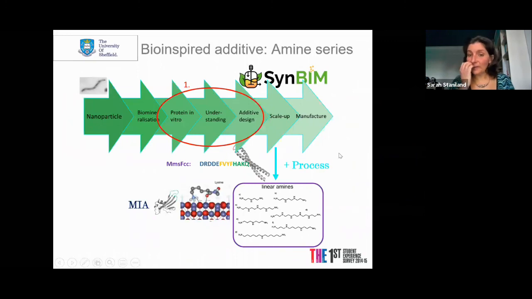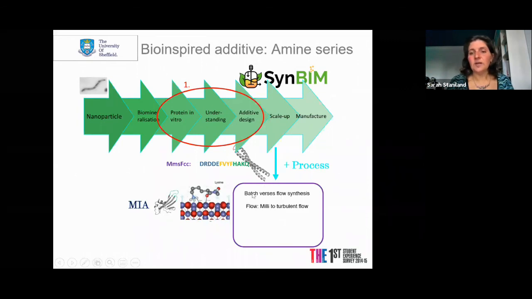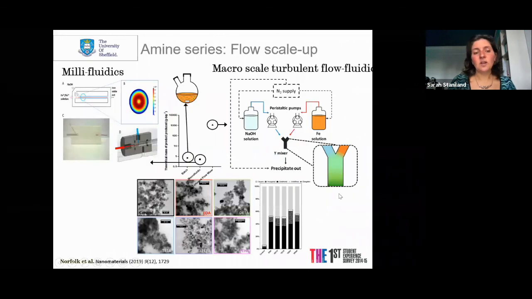The process is also important. I've mentioned having a simpler additive, but how we actually do the synthesis is really important too. For example, comparing batch versus flow synthesis, and then a small-scale flow synthesis we've called mini-fluidics compared to large-scale turbulent flow synthesis. We've done a lot of work in this as well. Again, some of this is waiting to be published, and some of it has been published. We used this mini-fluidic system where we analysed some of the protein work in flow, and that was published a year and a half ago.